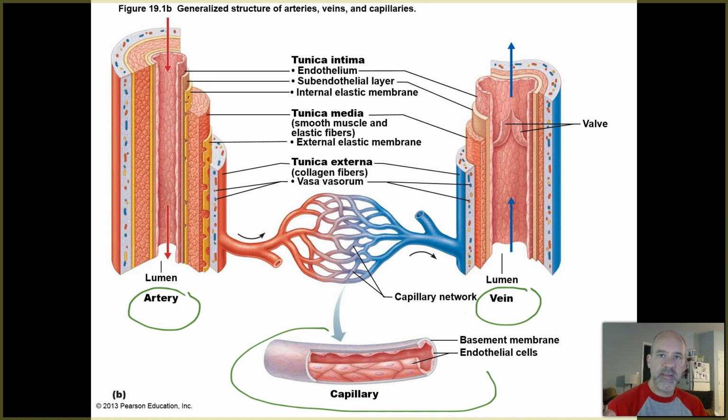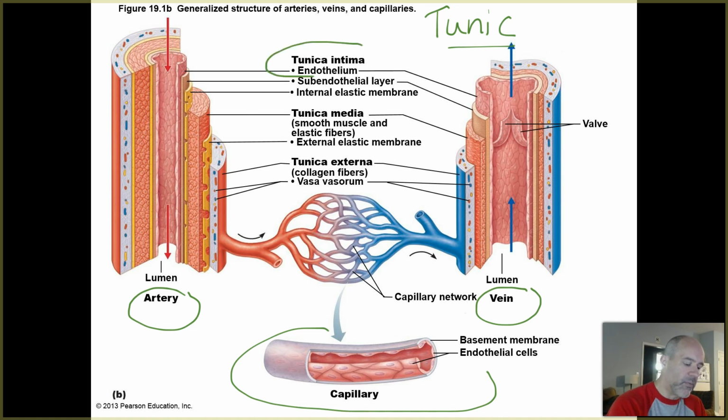Okay, so arteries and veins have 3 major layers, and those are called tunics. If you think of a tunic being like a coat, there are 3 layers or 3 coats that form the walls of our arteries and veins. Now, there are some differences between the two in terms of what the composition is of those 3 layers in arteries versus veins, but they have all 3.